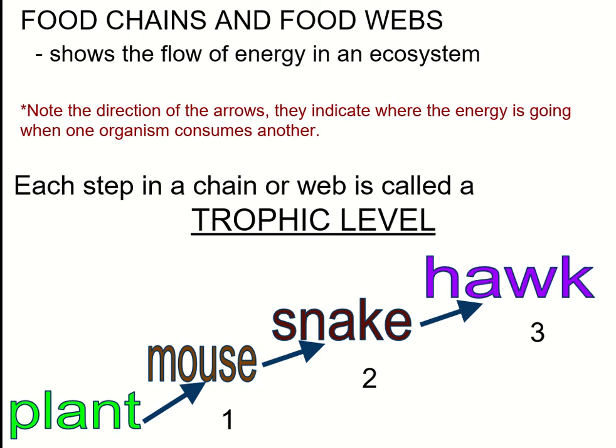So just to give you an example of some food chains and food webs, I'm going to show you a very simple food chain here. The direction of the arrow tells you where the energy is going when one organism consumes another. Each step in a chain or web is called a trophic level. And so you have the autotrophs, you have the primary consumers, the secondary consumers, and the tertiary consumers. So in this case, we have a plant that the mouse eats. The mouse is then eaten by the snake, and then finally the hawk eats the snake.